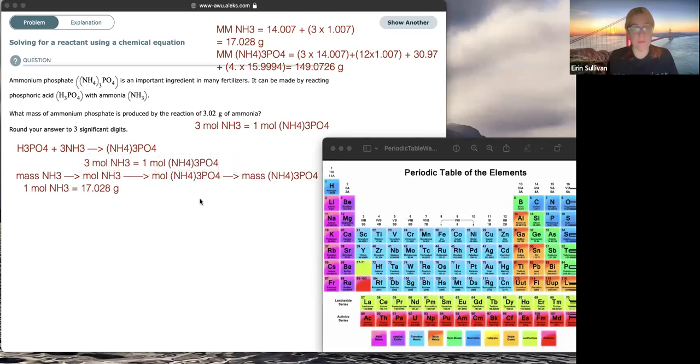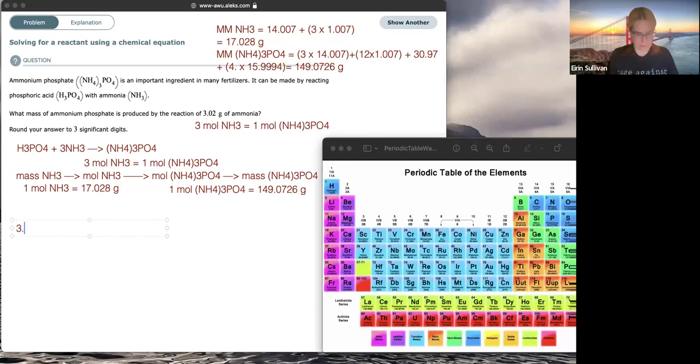And then to get from moles of ammonium phosphate to mass of ammonium phosphate, we know that 1 mole of ammonium phosphate weighs exactly, if I could use a calculator, 149.0726 grams. Probably. It's early. I know it's not a mole though. Okay. All right, so that's what we're going to do. Let's just go ahead and execute the plan.